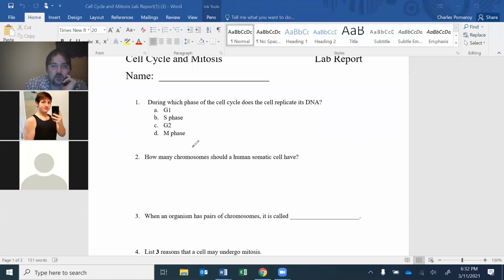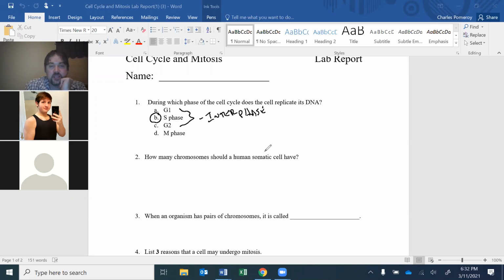Let's see. During which phase of the cell cycle does a cell replicate its DNA? That's S phase. The S stands for synthesis. Those are all part of interphase, these three right here. That's when a cell's between divisions. But S phase is where a cell copies all of its DNA.